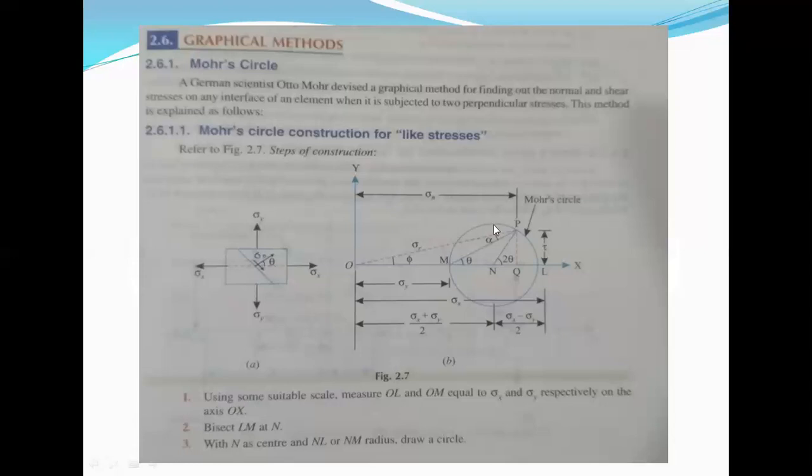And again, when we draw a line from P at an angle of theta, this will give us MP, or from point P we'll draw a line to the point O. This will give phi, and phi is the angle of the shear plane. Then from P we have dropped a perpendicular, and this will represent tau, the shear stress.